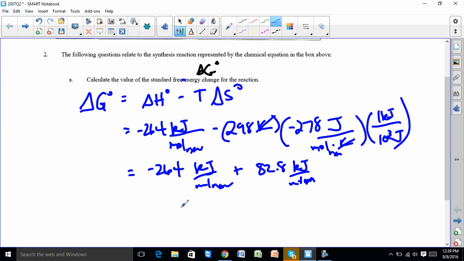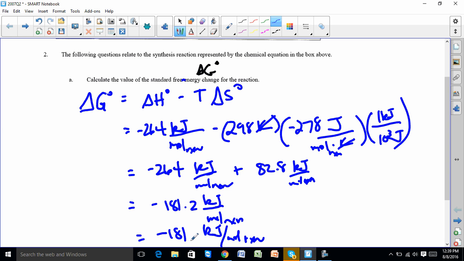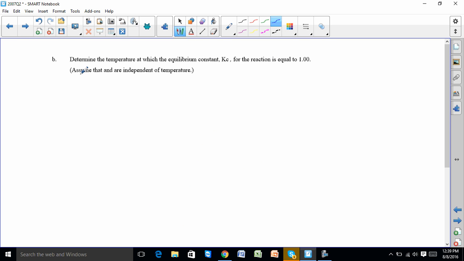All right, now when I add these together, I get negative 181.2 kilojoules per mole RXN. However, this has no decimal places. This has 1. You get no decimal places. So the best answer is negative 181 kilojoules per mole or mole RXN. If you have this one, you'd be fine, because the new rule is you just have to be within 1 sig fig of the answer.